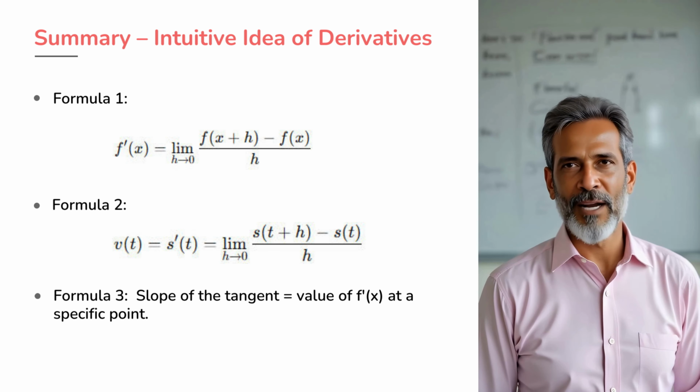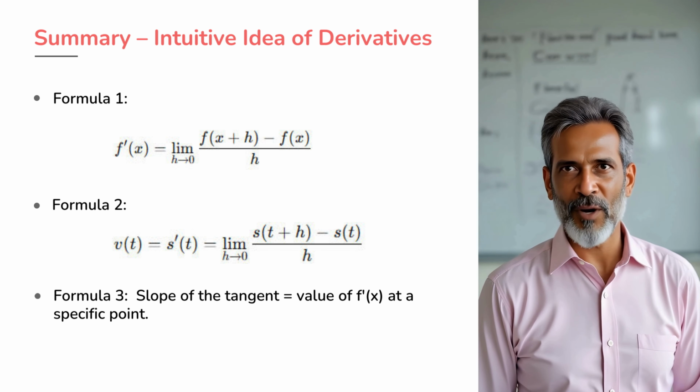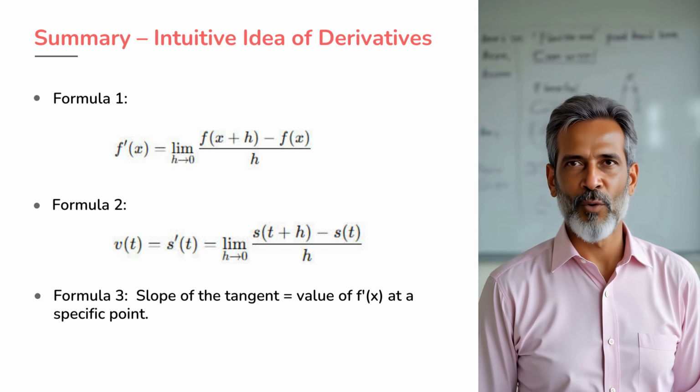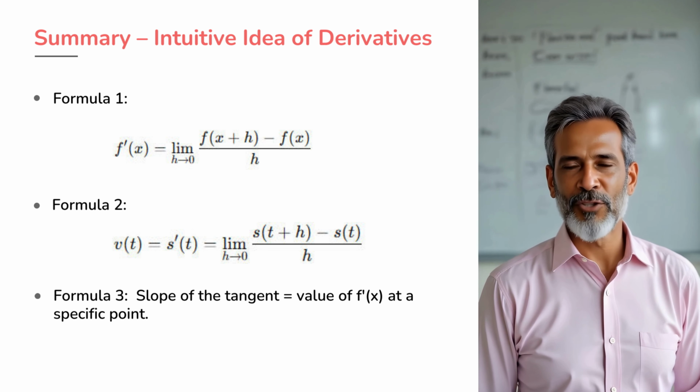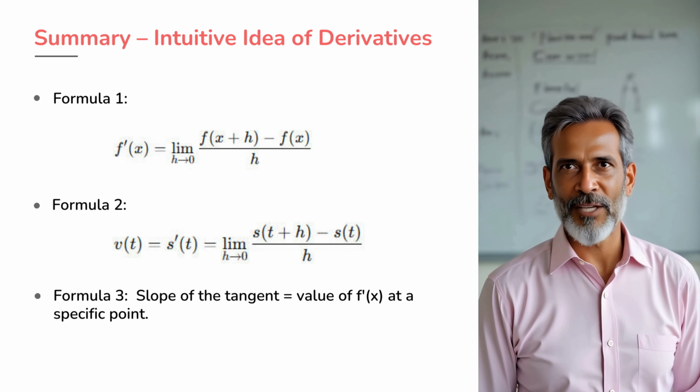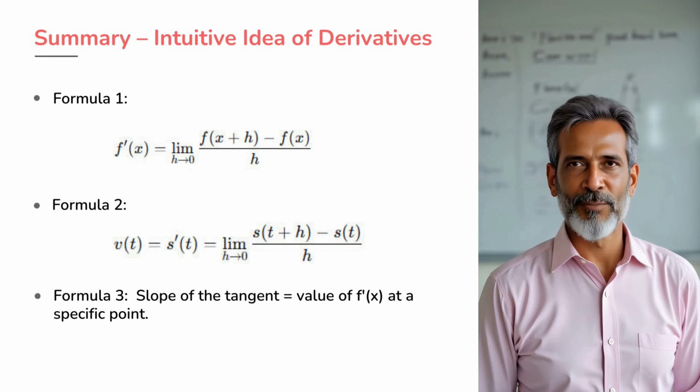Let's wrap this up like a good story. Here's what we learned today. Formula 1. F dash of x equals limit as h tends to 0 of [f of x plus h minus f of x] divided by h. That's the limit definition of a derivative. Formula 2. v of t equals s dash of t equals limit as h tends to 0 of [s of t plus h minus s of t] divided by h. That's how velocity comes from displacement.